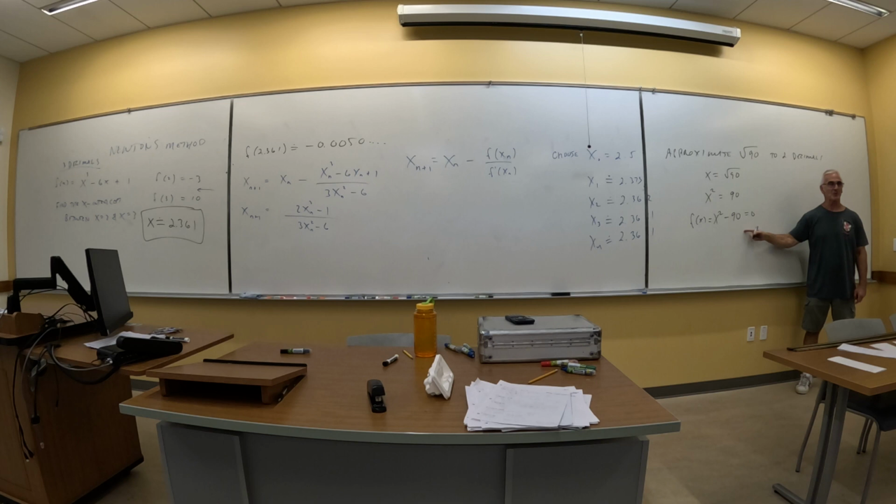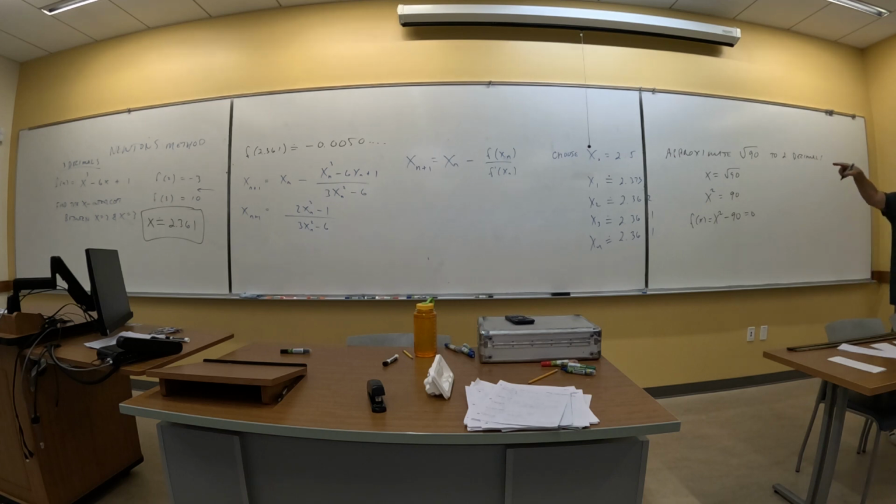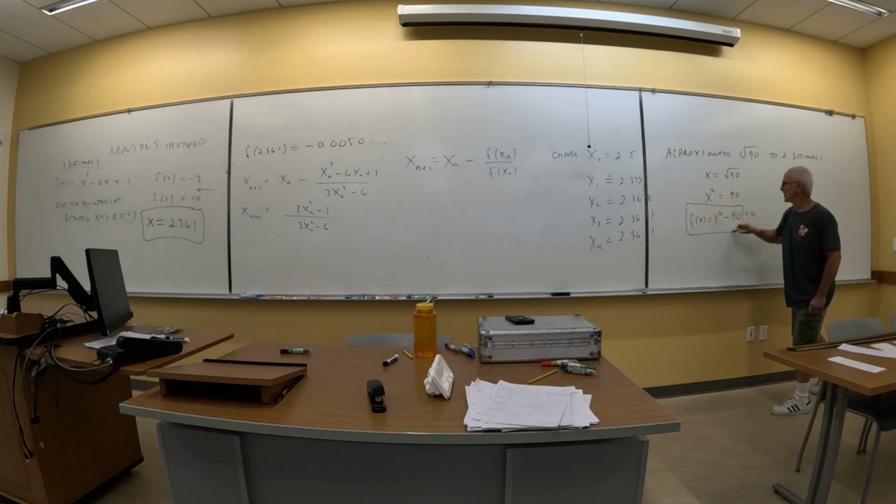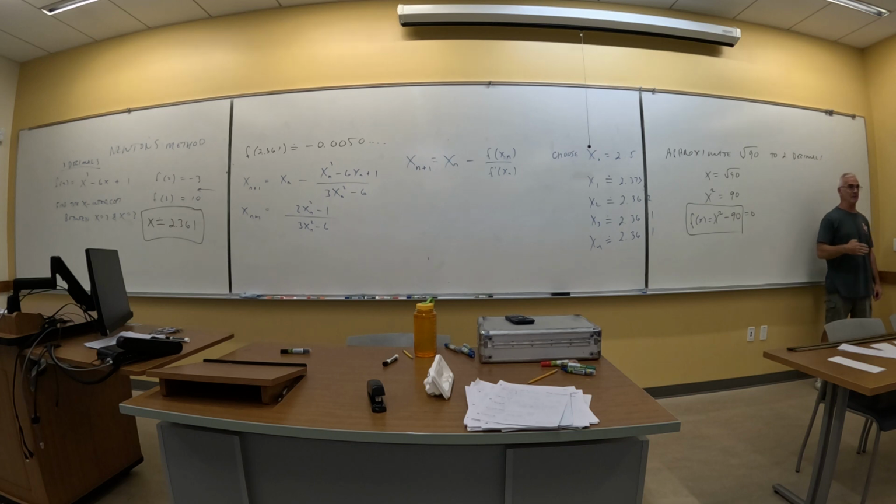Let's call our function x squared minus 90 and figure out when it equals 0. Isn't that what we just did over there? I gave you the f of x and we figured out when it equals 0 to 3 places. So we just created the function that we need, and the answer to our question will be when this function equals 0.